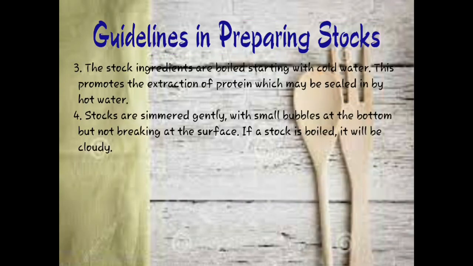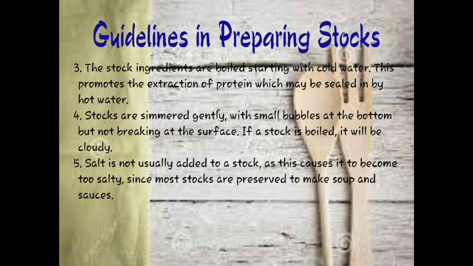Number 3. The stock ingredients are boiled starting with cold water. This promotes the extraction of protein, which may be sealed in by hot water. Number 4. Stocks are simmered gently with small bubbles at the bottom, but not breaking at the surface. If a stock is boiled, it will be cloudy.